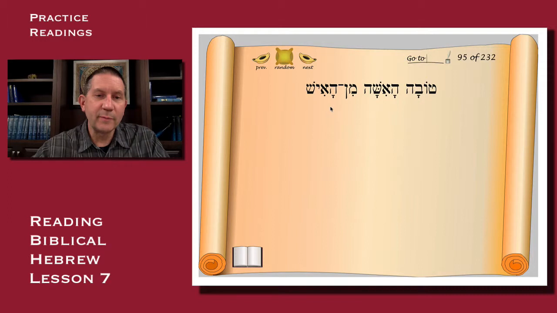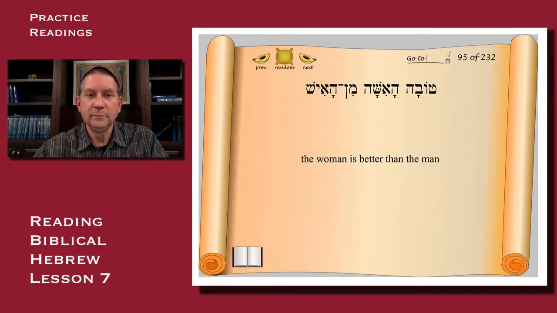Tova ha'isha min ha'ish. So now we have the woman is good, because tova is predicate position. There's no article, it precedes. Is good than ha'ish. The woman is better than the man.